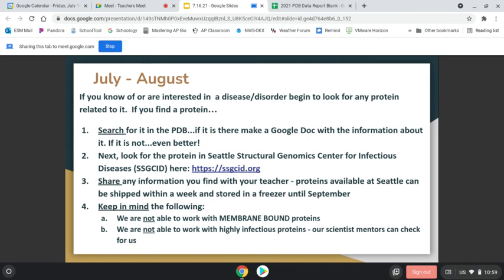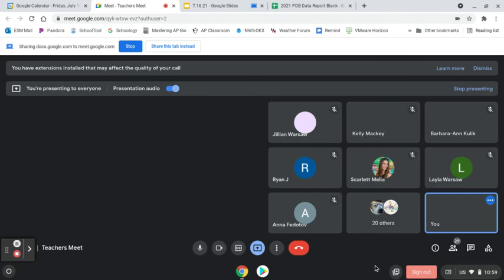The next step was to search for the protein in the PDB to see if it was even in there. If it is in the PDB, you may want to start making a Google Doc with some of the information about it. Do a search just like we had you do the other day with the data report on that protein. The next step you might want to do is look to see if we can get that protein from Seattle Structural, okay?